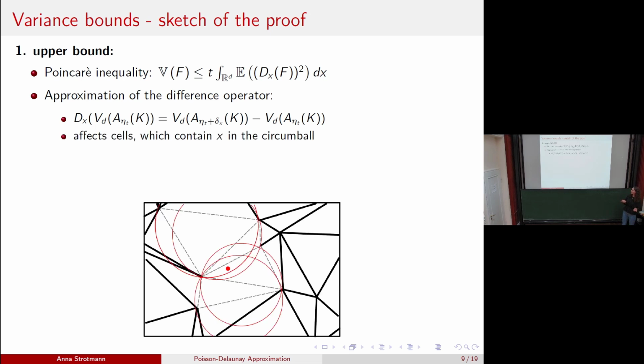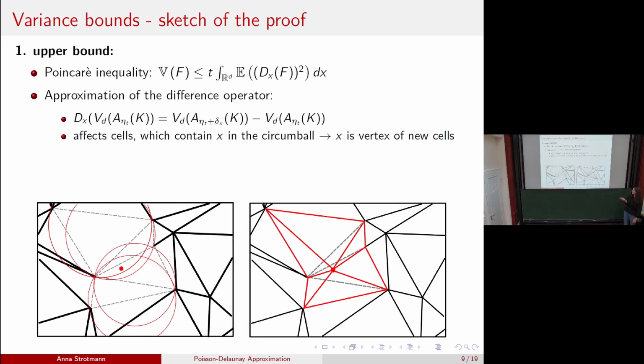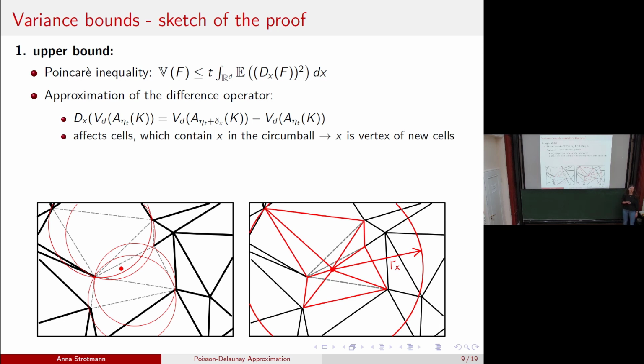And first, we can note that the additional point x affects only those cells which contain the point x in their circumball, because we know d+1 points of the Poisson point process form a Delaunay cell when there's no further point of the point process inside of this ball. So when we add the point x, all cells change which contain the point x in their circumball. And in this area, new cells are formed which have the point x as a vertex. What we can see is that the area which is affected by this point x is restricted to some ball with some radius r_x.